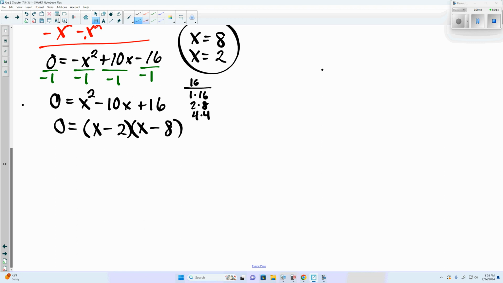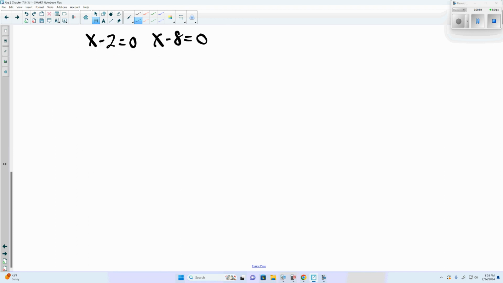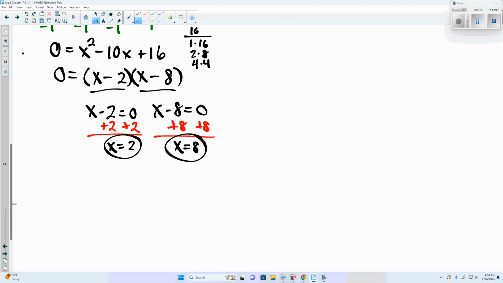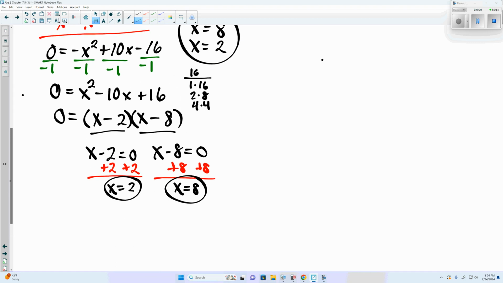Now, when we're solving by factoring, whenever we have 2 or more things multiplied together equals 0, one of them must be 0. So we're saying x minus 2 is equal to 0, x minus 8 is 0. Well, for x minus 2, we would add 2, telling us x is equal to 2. And 8. Which is the same thing we got from graphing.